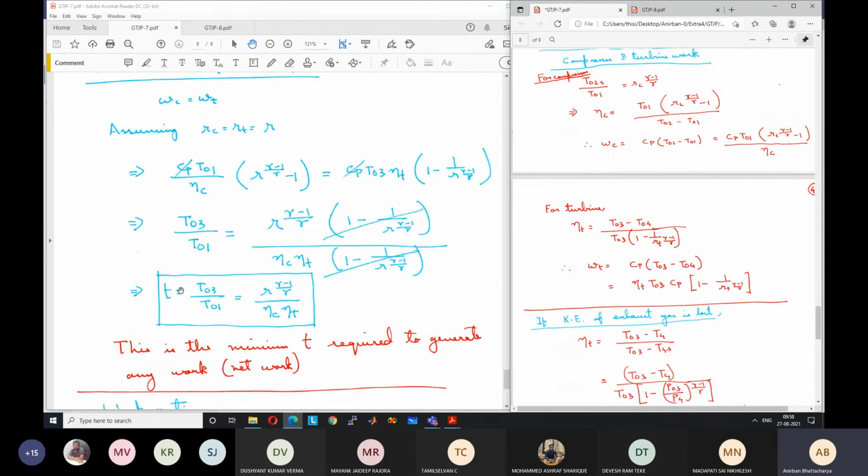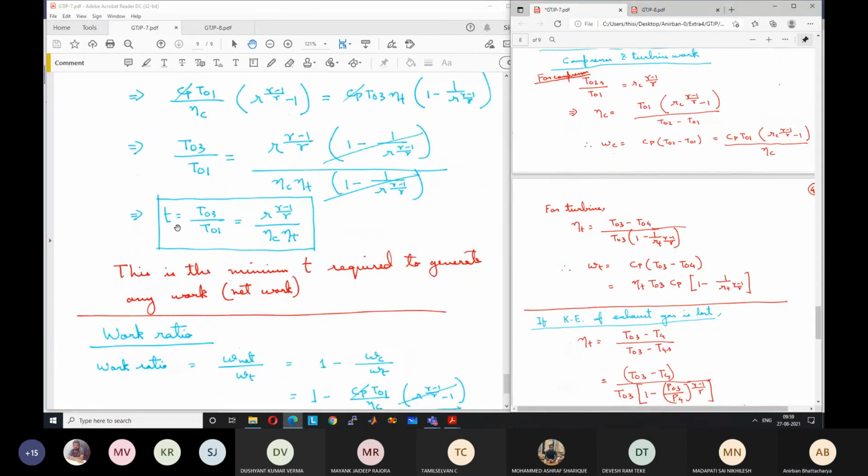So this is a minimum value of the temperature ratio that is required. If the temperature ratio goes below this value, there is no work output. If you have a larger value of R, you need a higher temperature ratio to obtain some work at least. Similarly, if you have a lower compressor efficiency, obviously you need a higher temperature ratio to get some work output, because lower efficiency is not beneficial. Similarly, lower turbine efficiency is not beneficial, so you need a larger temperature ratio to get some work output.